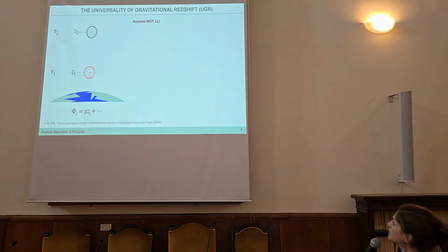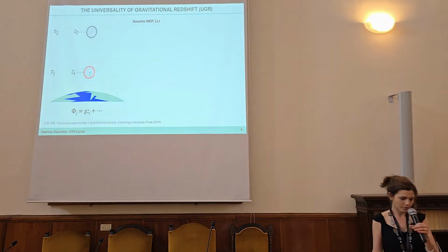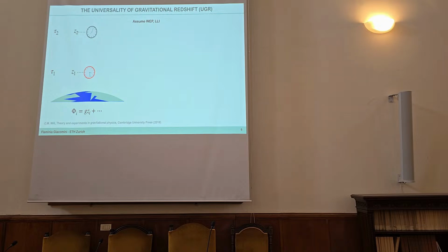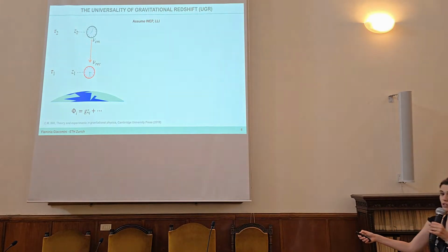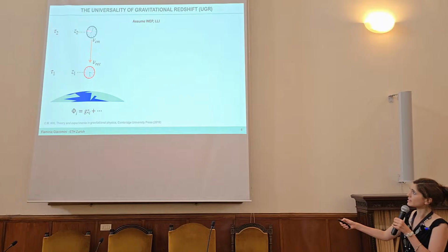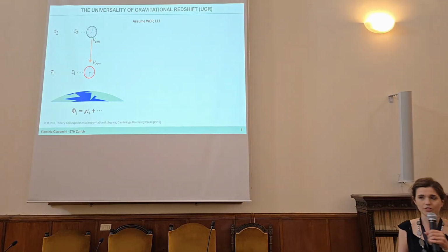And so how does a test of the Einstein equivalence principle go? In particular, let's focus on local position invariance, because this is what I will talk about later, which uses the universality of gravitational redshift to be tested. So let's take these two clocks in the gravitational field of the Earth, and let us assume that we are in a weak gravitational field, and the gravitational field is static. These are all simplifying assumptions, but of course they're not necessary to state the principle. So now, clock 2 sends a photon to clock 1, and the photon is emitted with some frequency, and it is received at a different frequency because of gravitational time dilation.